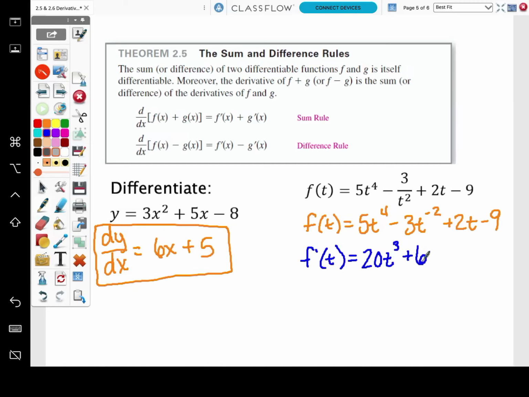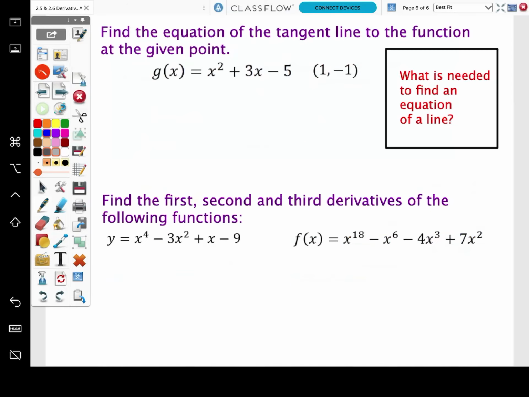So the first one, 20t cubed. Next one is plus 6t to the negative 3 plus 2, and that negative 9's derivative is 0. So we just have this as our derivative. How you feel about that? Really easy, right? Oh, I hope you said yes.